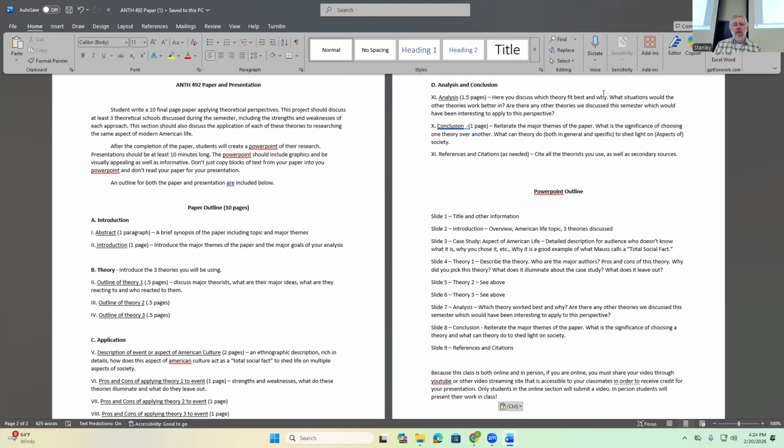And then finally, your one-page conclusion. Reiterate the major themes of your paper. What is the significance of choosing one theory over another? What can theory do, both generally and specifically, to shed light on an aspect of society?